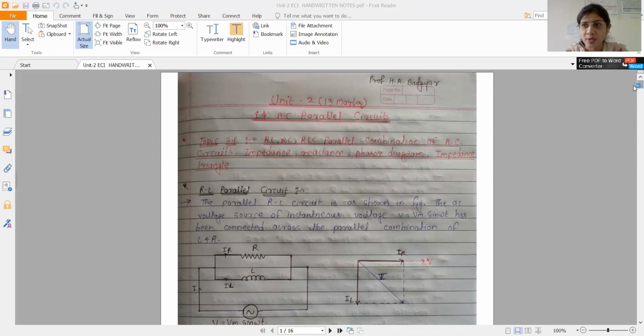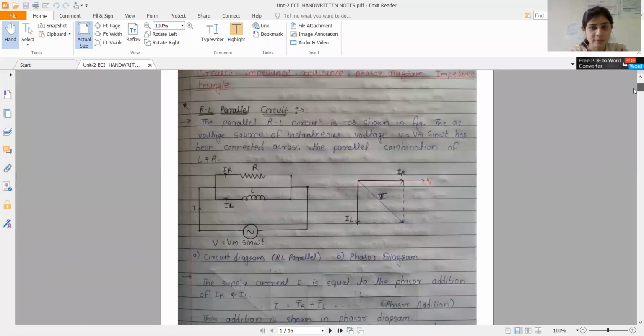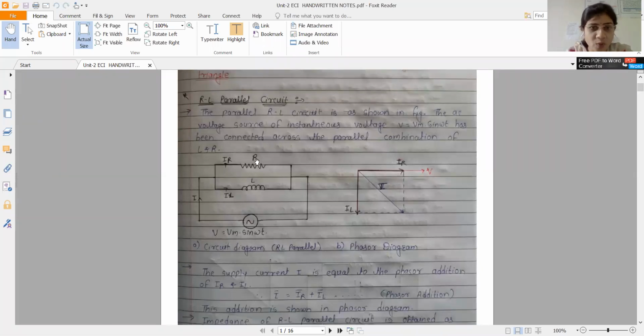As we know the properties of series circuit and parallel circuit, one important property of series circuit is that the current flowing through the complete circuit is same and voltage will be different in each component. In the case of parallel circuit, current will be divided and voltage will be same. So you can see this circuit.